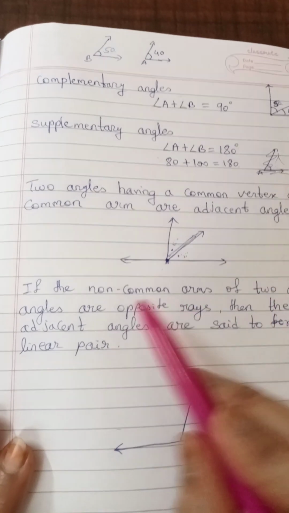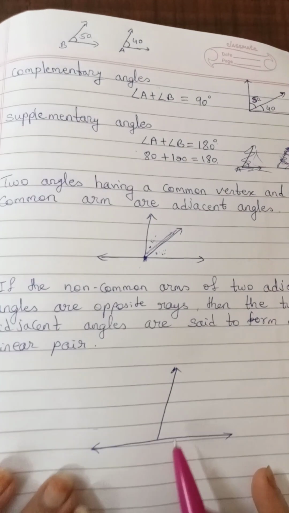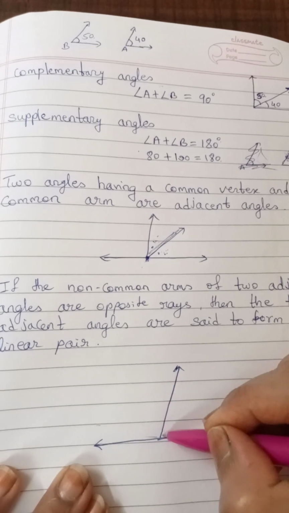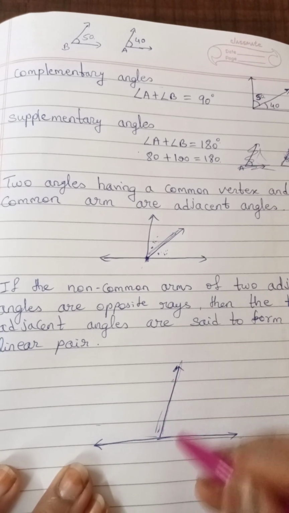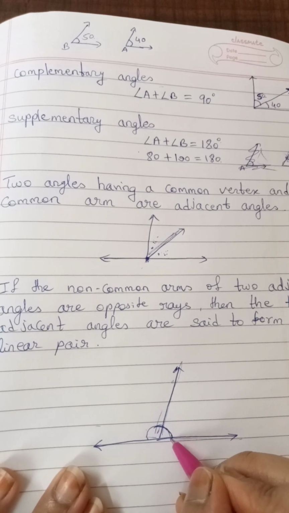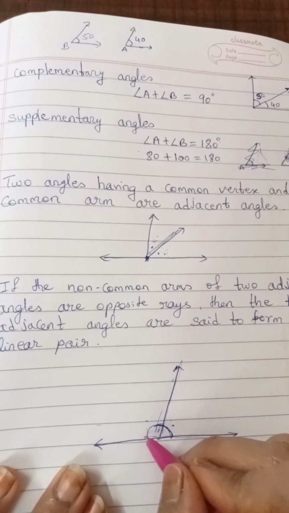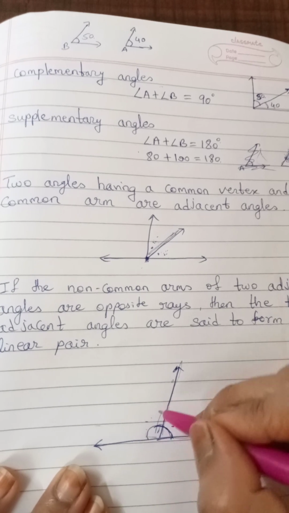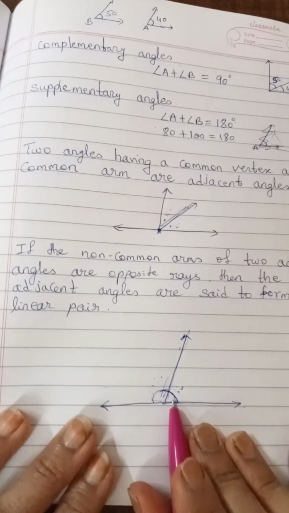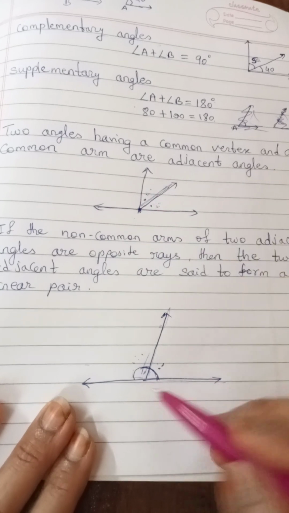Now what happens if the non-common arms of two adjacent angles are opposite rays? That means if one is going this way and one is going this way, only one line is common in between them. So this type of angles will form a linear pair. The measurement of these two angles will be always 180 degrees. It forms a straight line. The sum of the measures of such types of angles is always 180 degrees. And this type of angles forms a linear pair. So there is a difference between adjacent angles and linear pair.